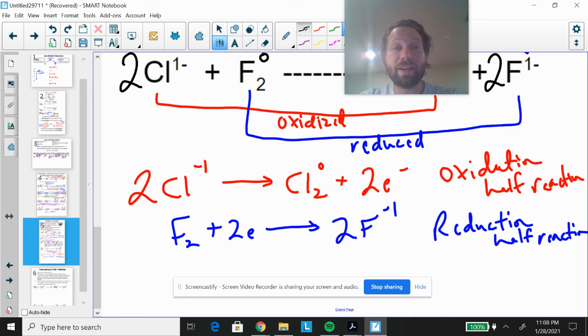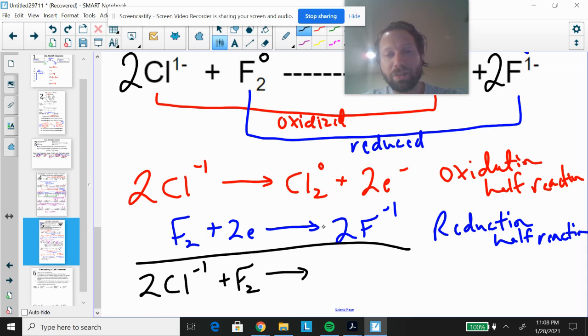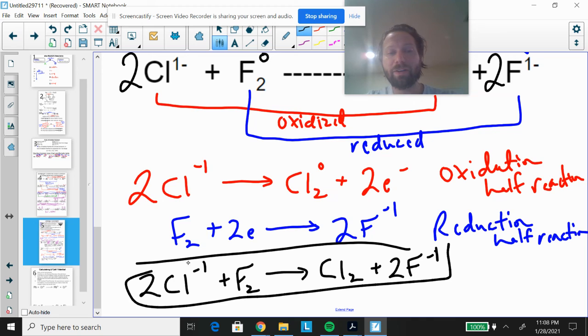Okay, so in that case, we could just add these up. And I can already see that my electrons are going to cancel out because there's 2 on the left and 2 on the right. So I'm not going to write them out in the final product here. 2Cl1- plus F2 yields Cl2 plus 2F1-. And this is my final balanced redox reaction.